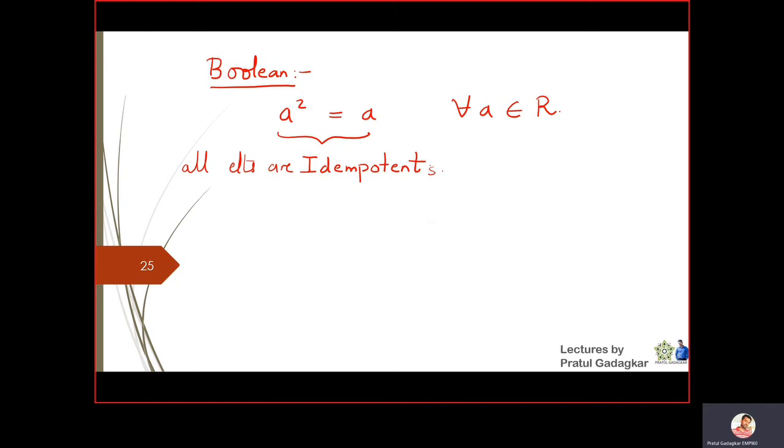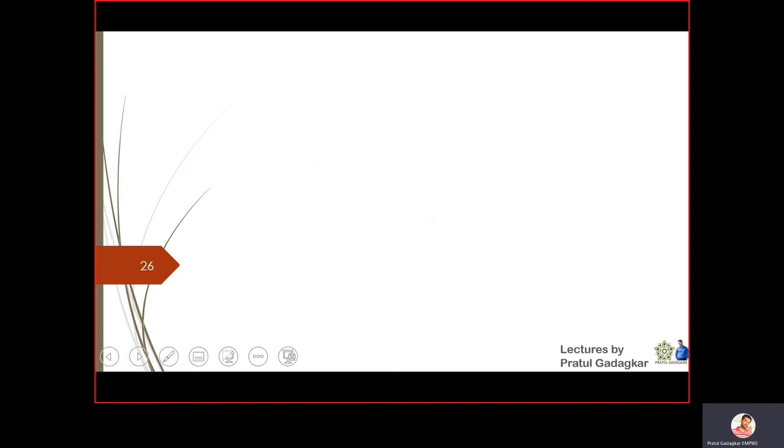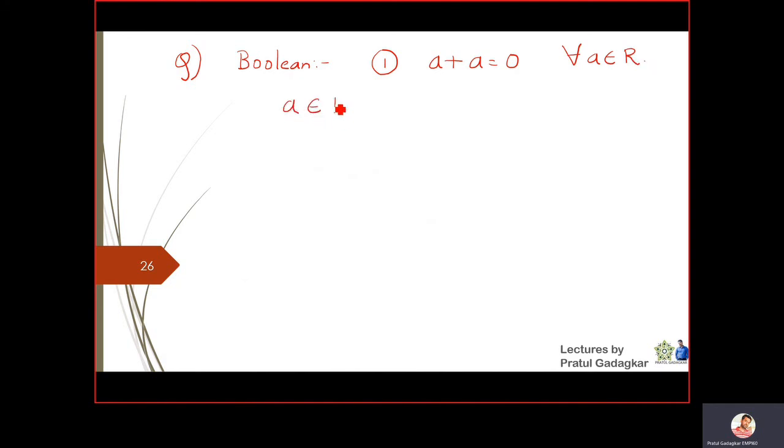Now let us study some properties of such types of rings. First of all, if I have a Boolean ring, then I must be able to prove that a plus a is equal to 0 for all elements in the ring. Why is this true? Now a belongs to the ring and the ring is a Boolean ring. This means that a square is equal to a for all a, correct? Now if I consider a plus a, it will also be in the Boolean ring because it's a ring. So this means (a plus a) whole square will also be equal to a plus a.